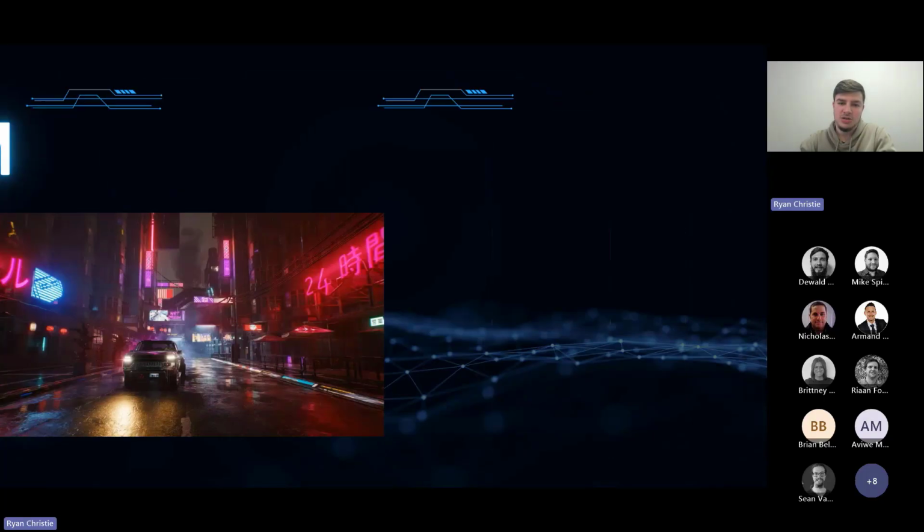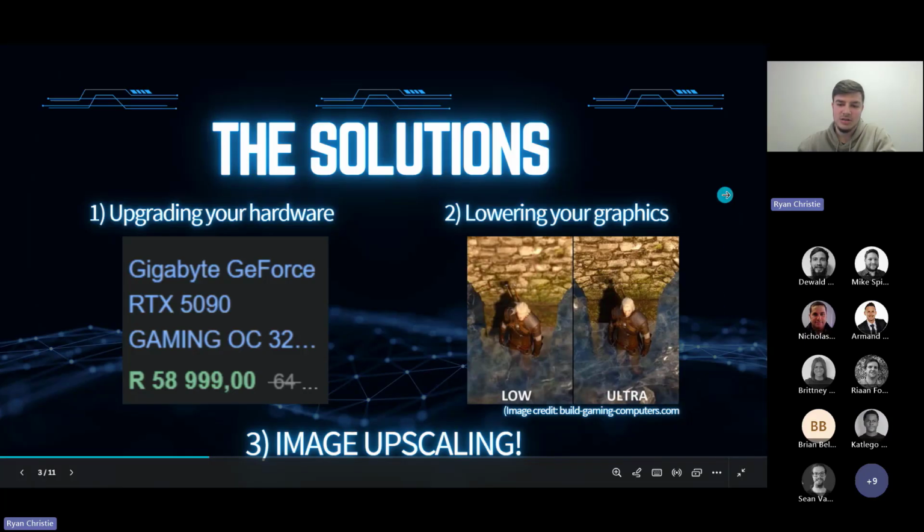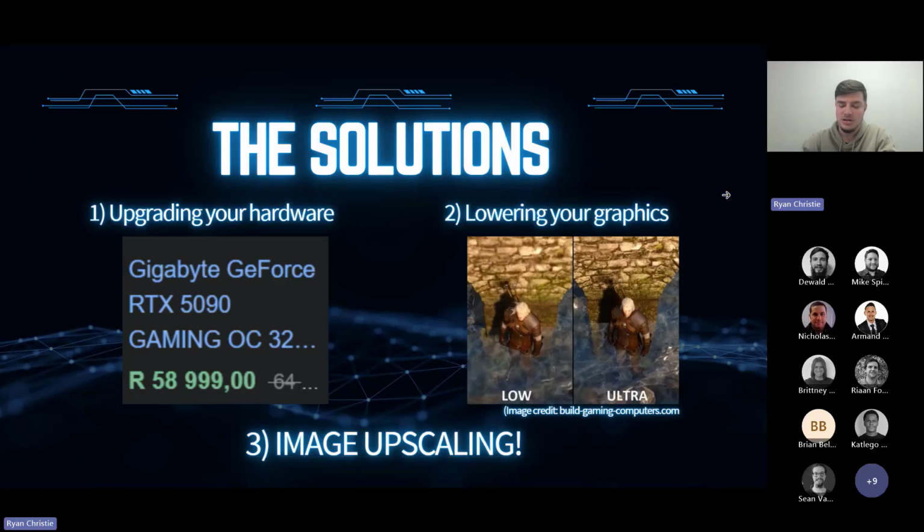So what are the solutions to this? Well, the first solution is upgrading your hardware. And based on the prices, this isn't always an option. It can get quite expensive very quickly to upgrade your hardware to the point where you can run games well nowadays. The second option is lowering your graphics settings, which, while that will help your performance, in some games it can look really bad, and people just like to have good graphics. So it's not always the greatest option.